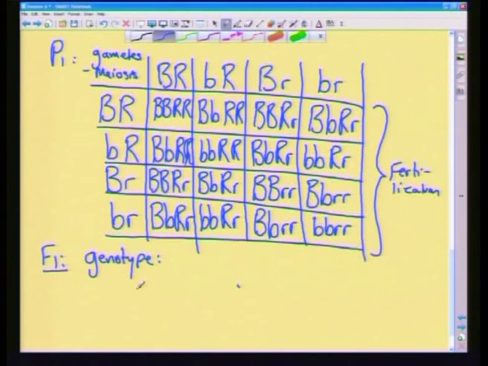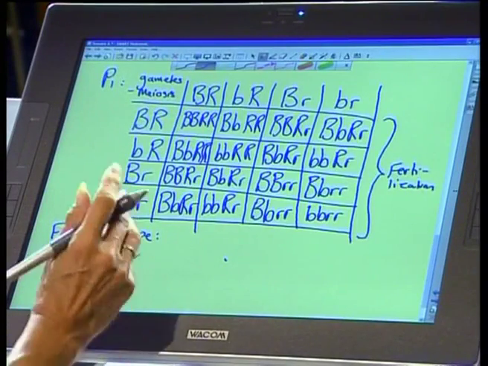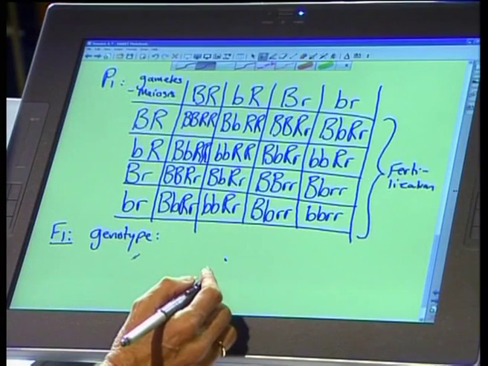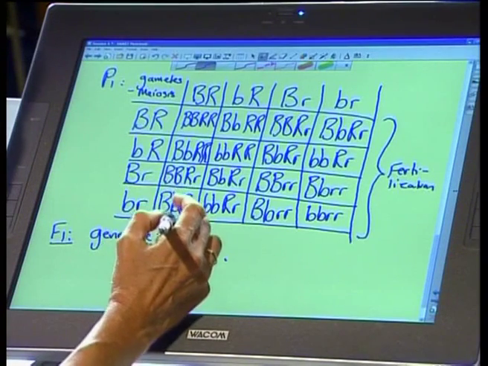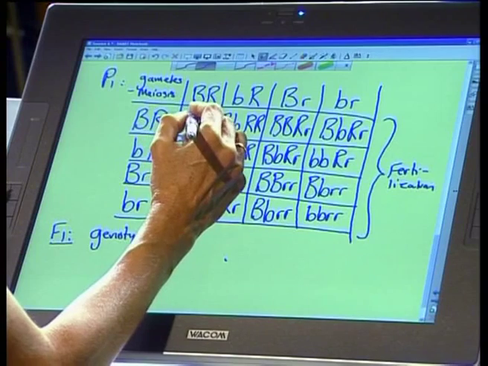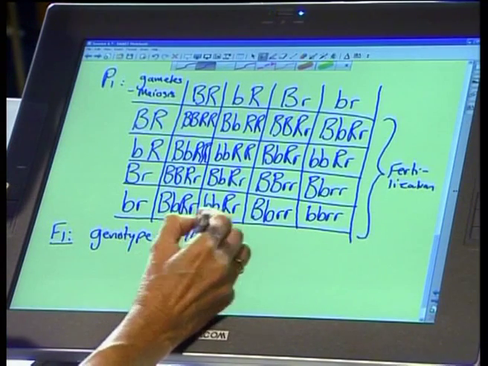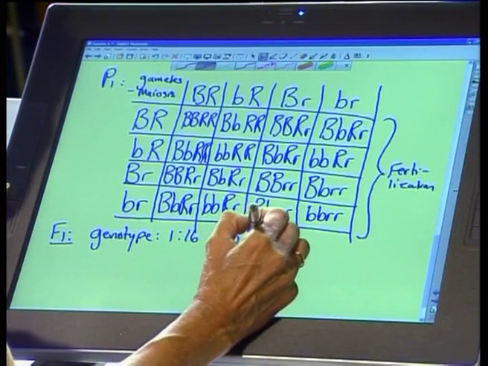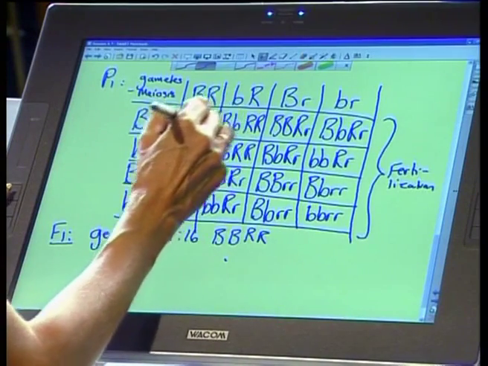So genotypically, what do we have? Now remember, with your genotype, you have to write down what your combinations are. We're going to say, right, genotype, the ratios. I'm going to have here capital B, capital B, capital R, capital R. So 1 in 16 will be capital B, capital B, capital R, capital R. Okay, then cross it out.